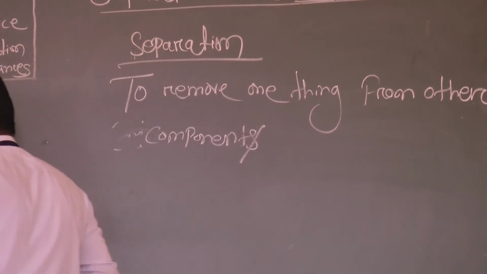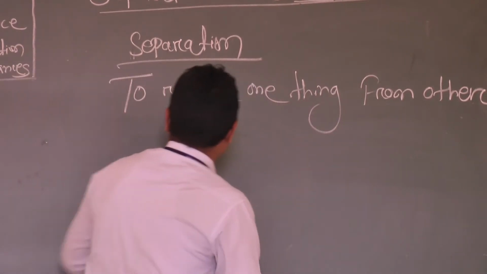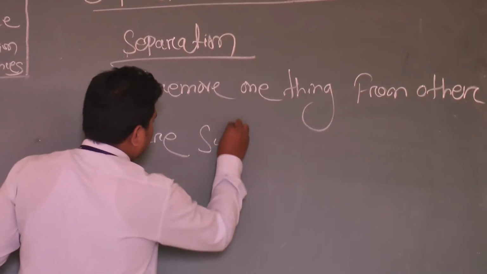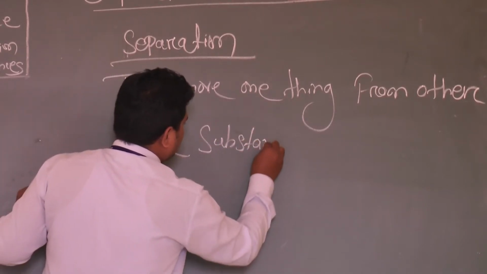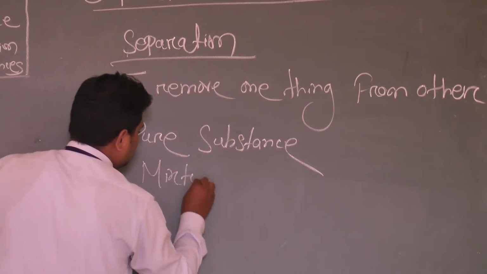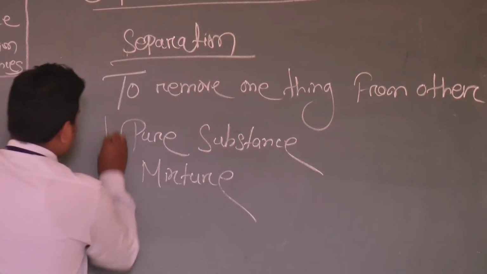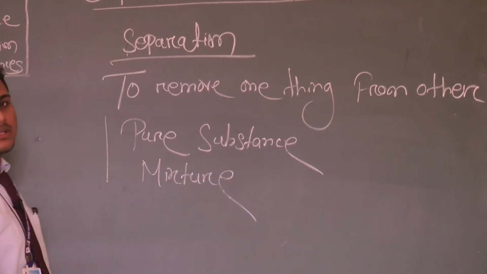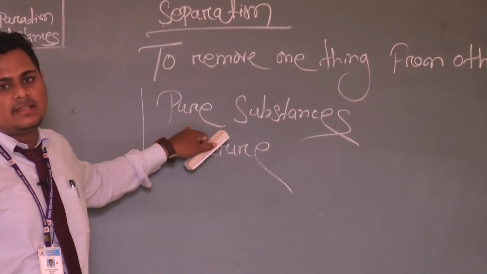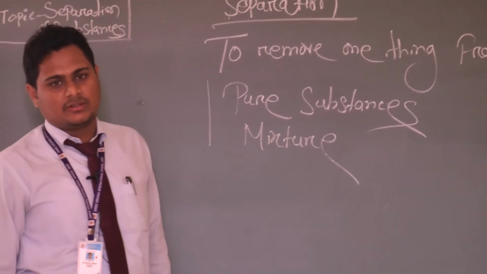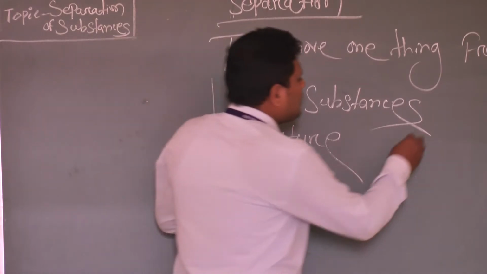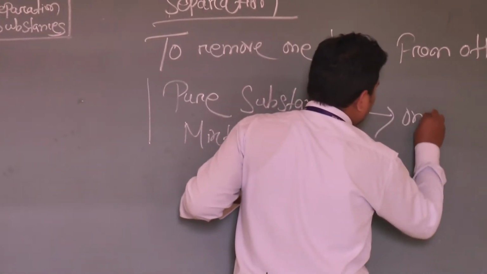Okay, just wait. One is pure substance, another is mixture. Okay, so there are two types of substances. What are they? The first one is pure substances, second one is mixtures. Okay, so pure substance means that made by only one particles.